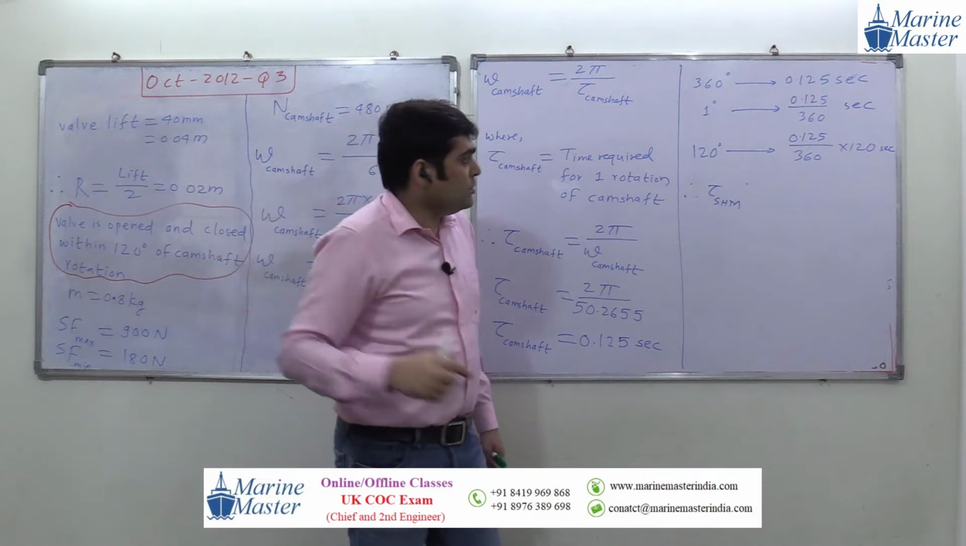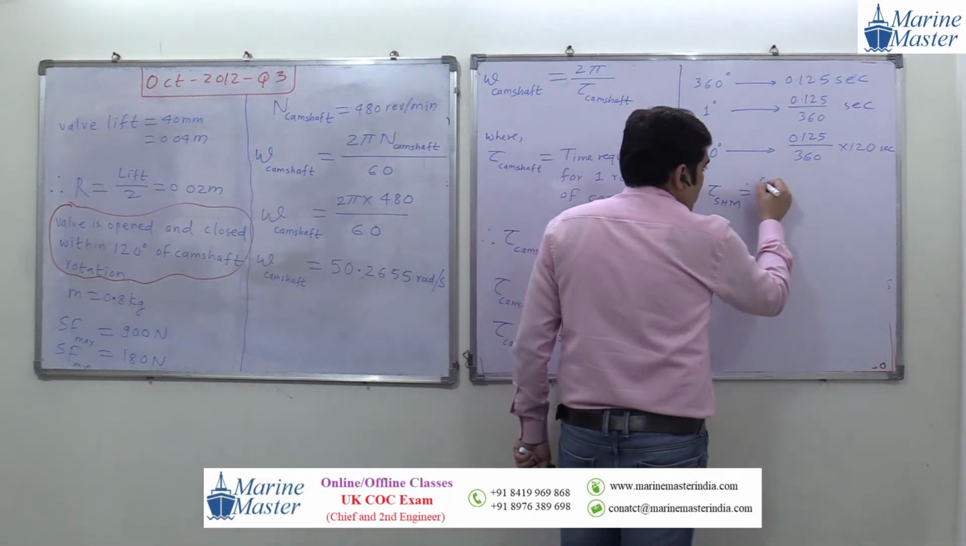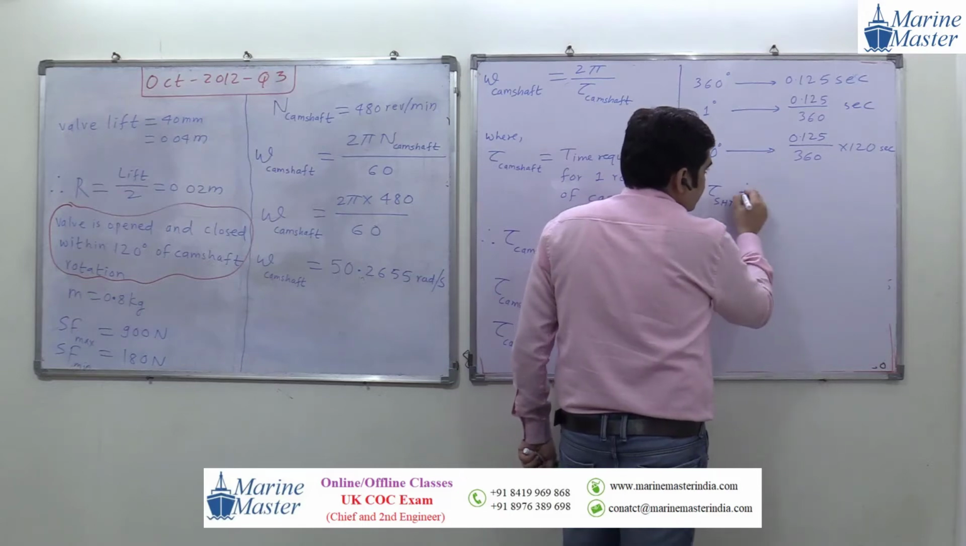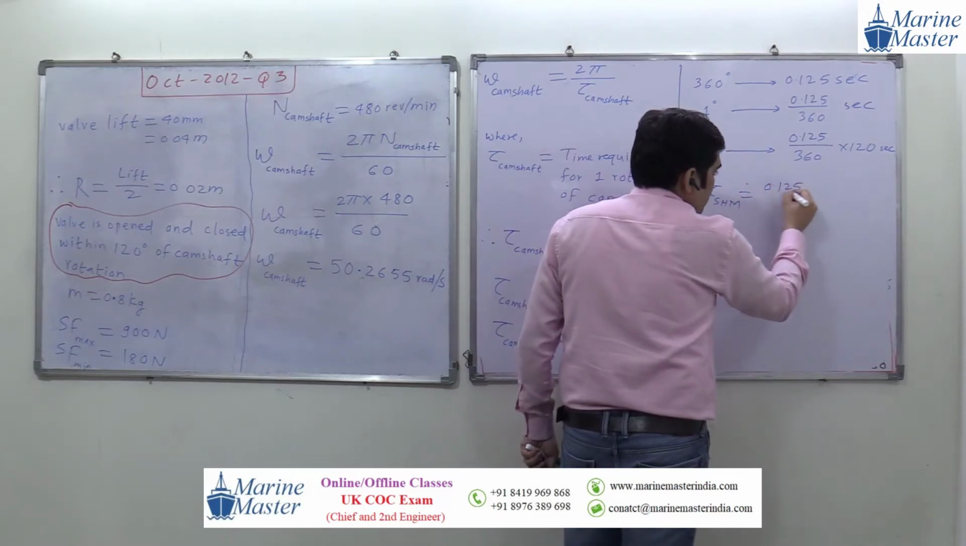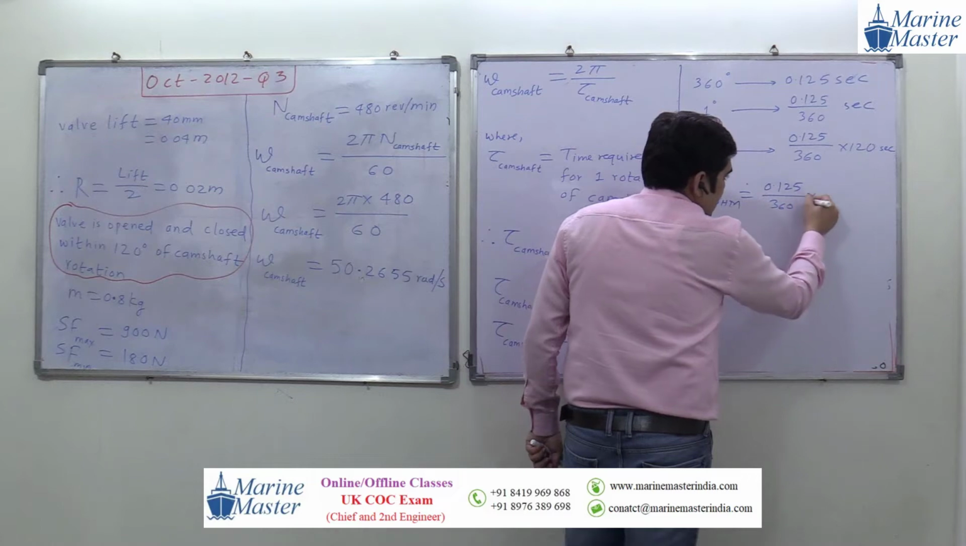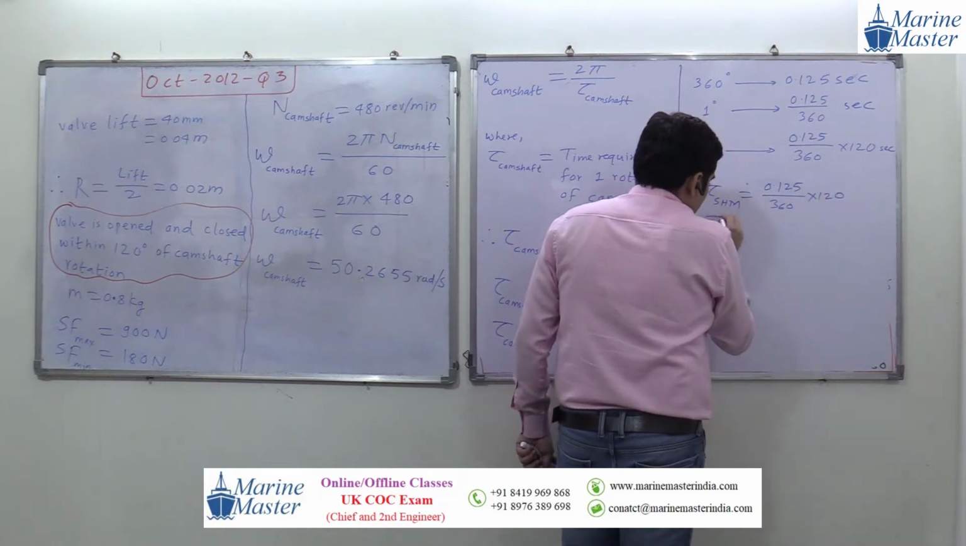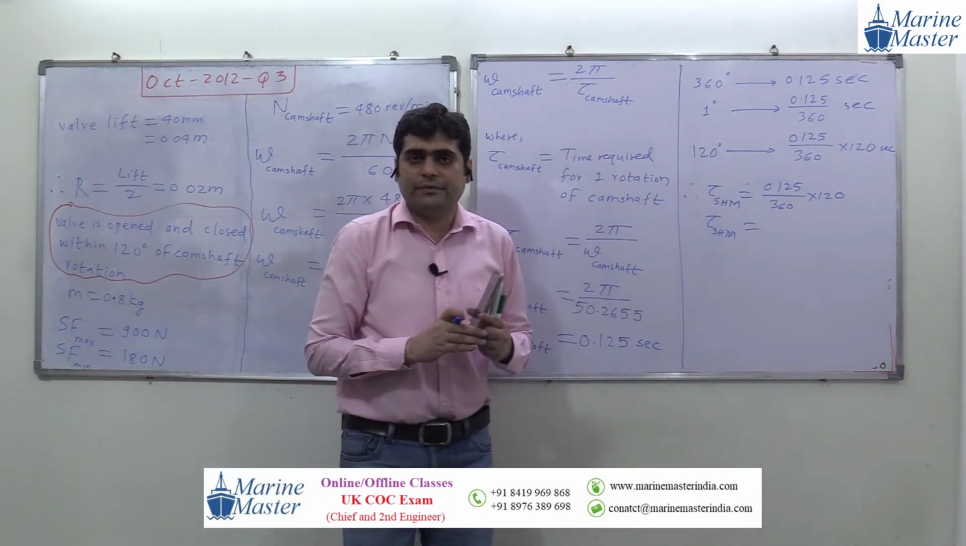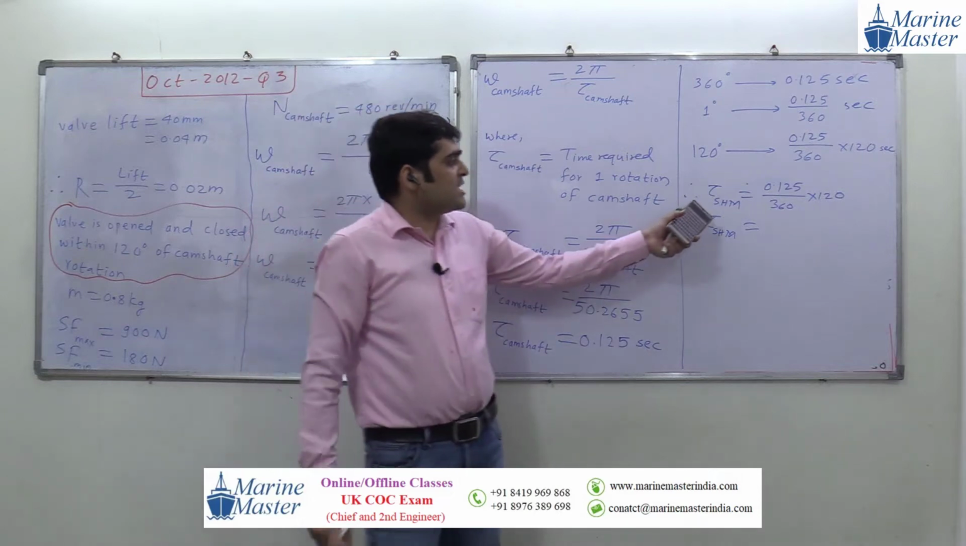Wall. Okay, so that will be what? This 0.125. Anyone have any doubt in this discussion? This 0.125 divided by 360 multiplied by 120 degree. So tau SHM will be equal to what? Any doubt? Please everyone try to see the scenario here. Any doubt in this expression, guys?